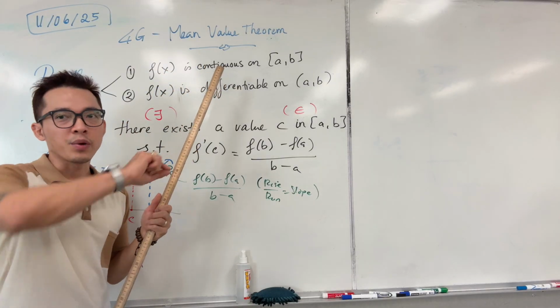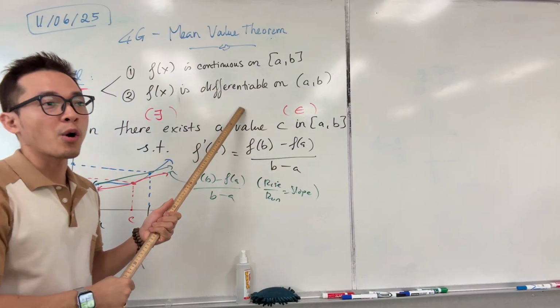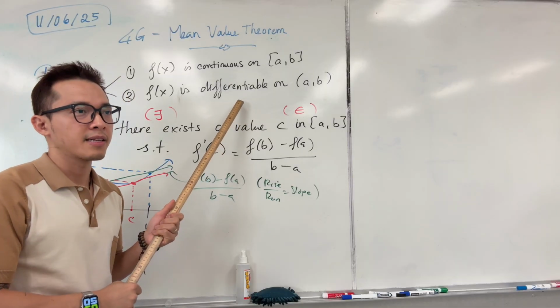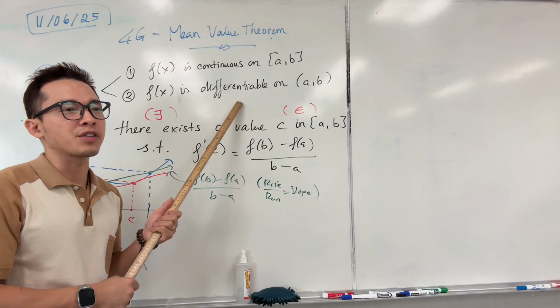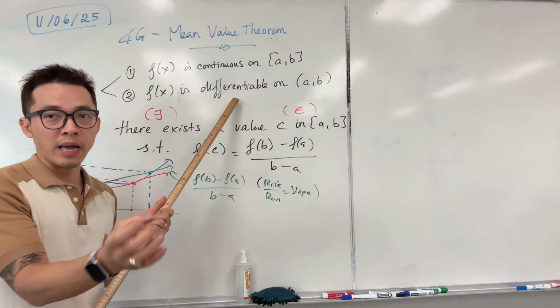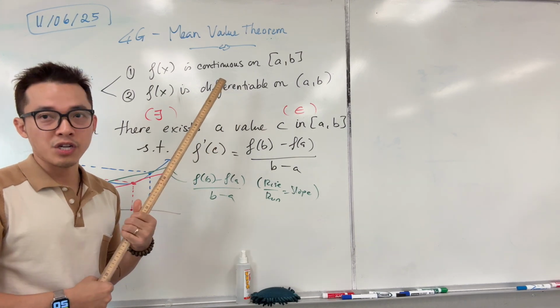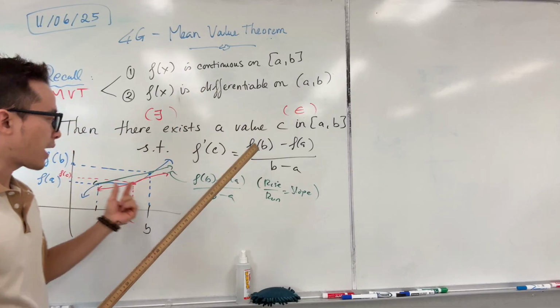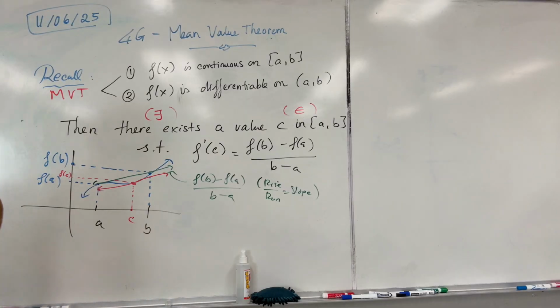Continuous means you can draw it without lifting up the pen, right? That's continuous. Differentiable means you can find a derivative. In what case is it not differentiable? When you take the derivative and you have zero on the bottom, so it doesn't exist. Differentiable just means that you can find the derivative. The derivative exists, or the limit exists. You can think like this.